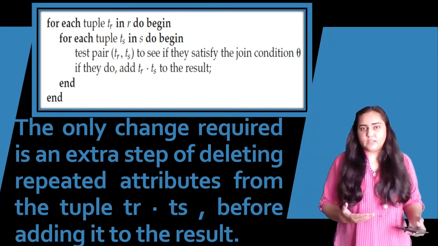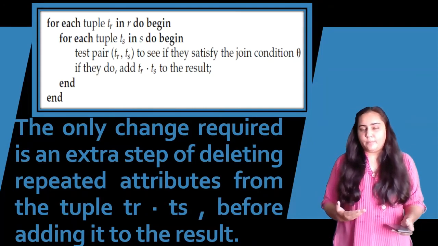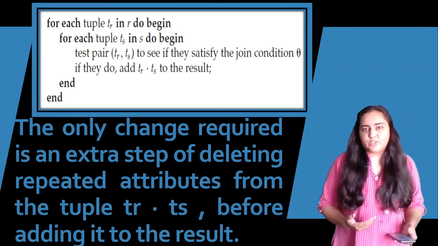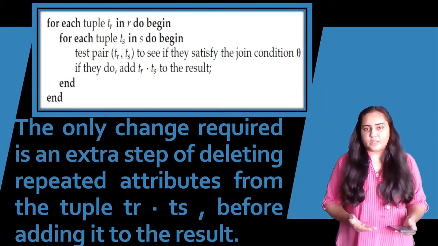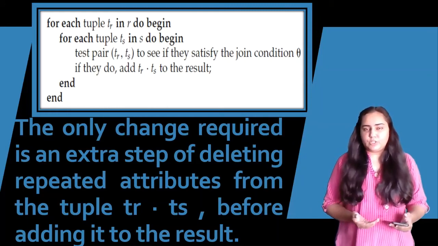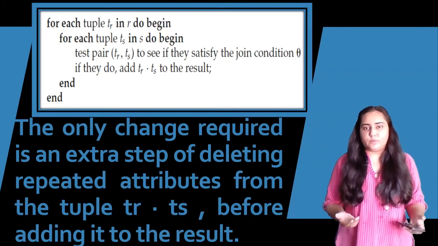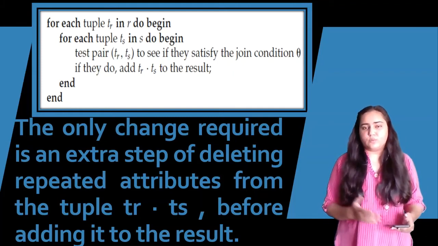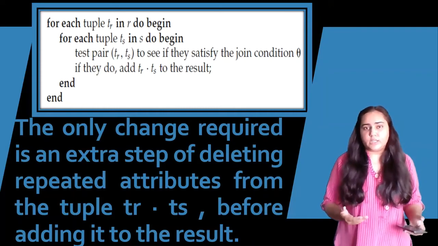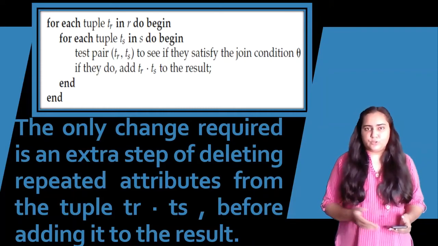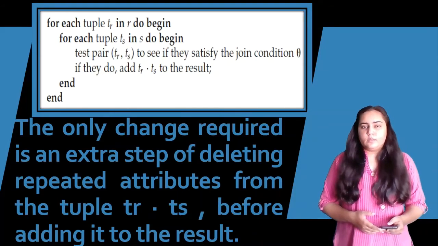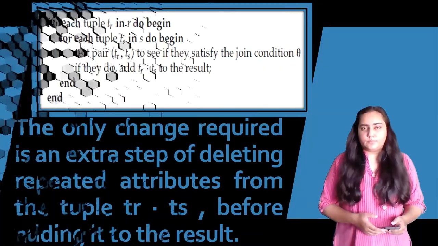So after taking the natural join, you would end up with two ID columns. That's why you need to make sure that you remove one of them since it's a duplicate column, because they are going to be matched and the data in both the columns will be the same anyway. So you can just remove one column, and that's all you need to do. Now let's see another algorithm.